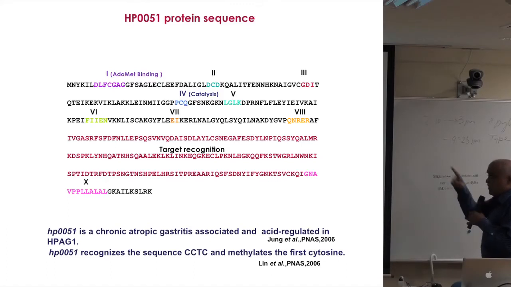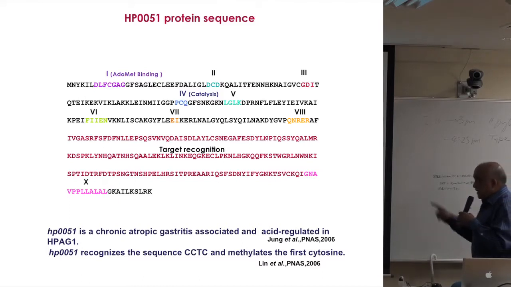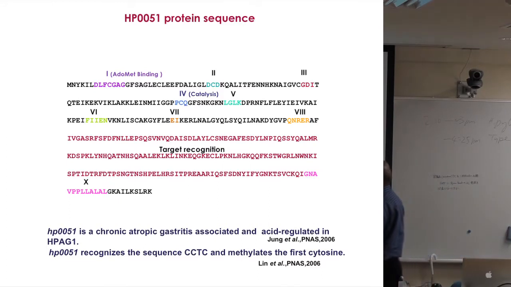So I'll start off with the 5-1 enzyme, which is a cytosine methyl transferase. And if you remember, the sequence is CCTC. So the first C is methylated, okay? And like all cytosine methyl transferases, this has the PCQ motif, which is the site for a cytosine methyl transferase.